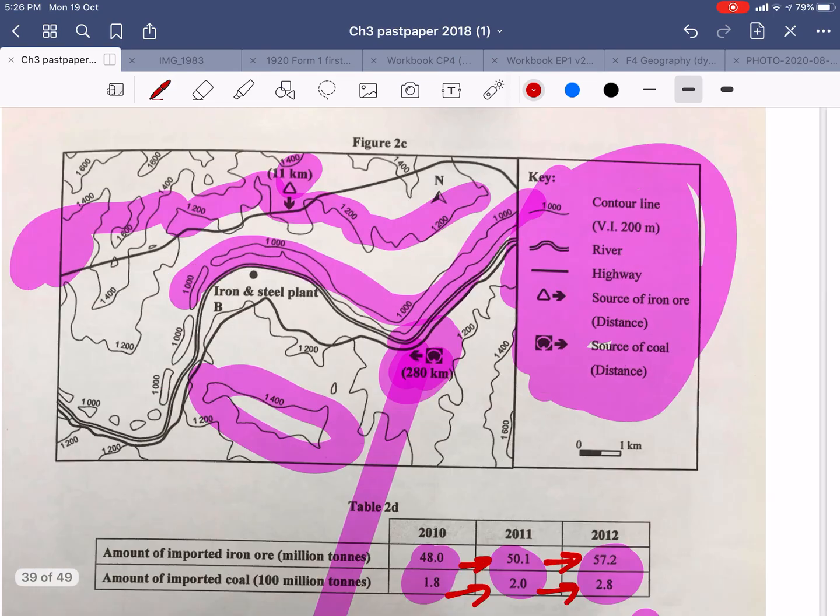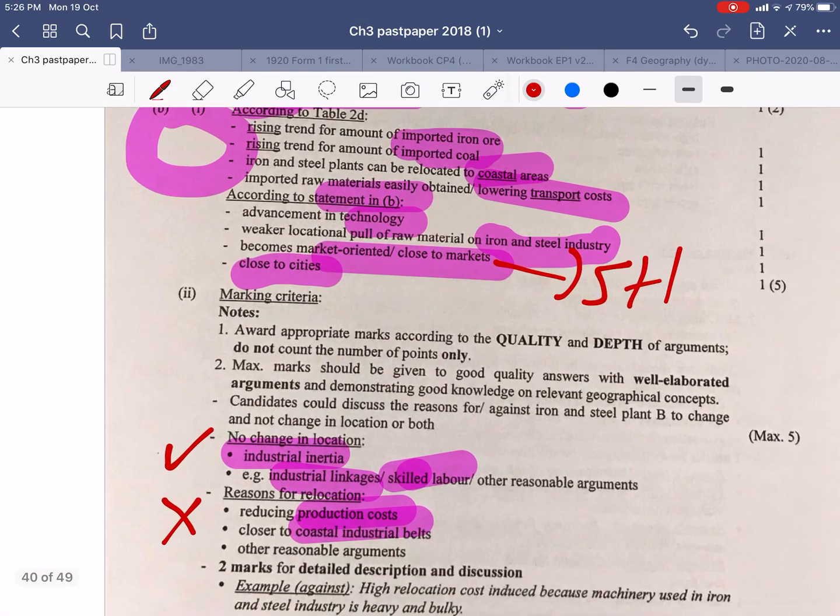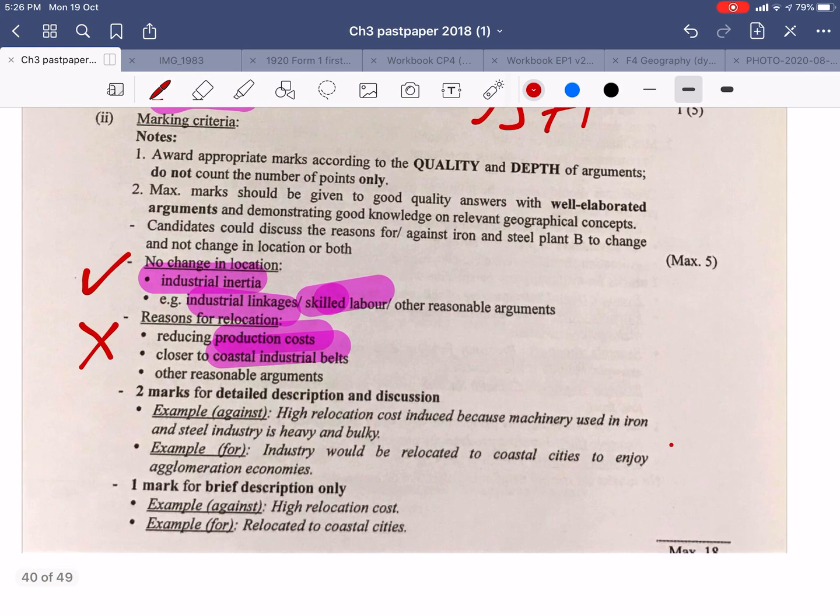But how about B2? B2 is talking about, under the new development mentioned in B1, discuss whether the location of the iron and steel plant of plant B will change. So rather, it will change a lot. If it's not going to change, it is about industrial inertia. Okay, industrial inertia, which is talking about there is a good service linkage, just like the car factories to the iron and steel plant, because car factories can collect a lot of iron and steel from the iron and steel factory, which is a very good market for the iron and steel factory. So they tend to locate with each other.